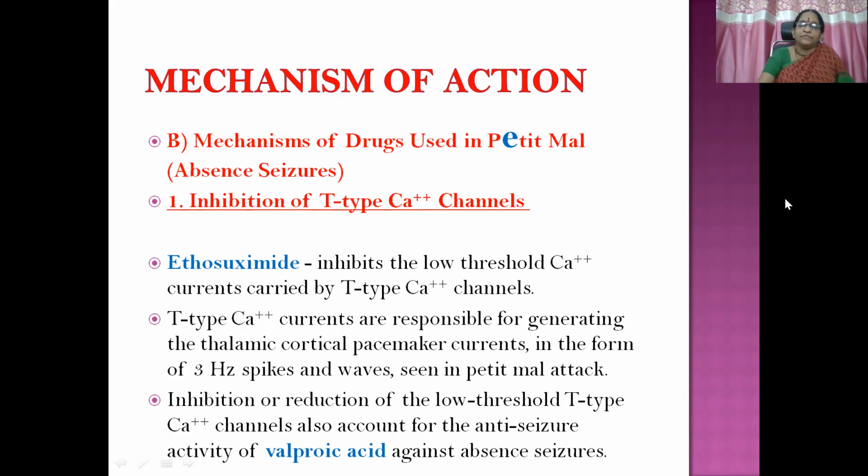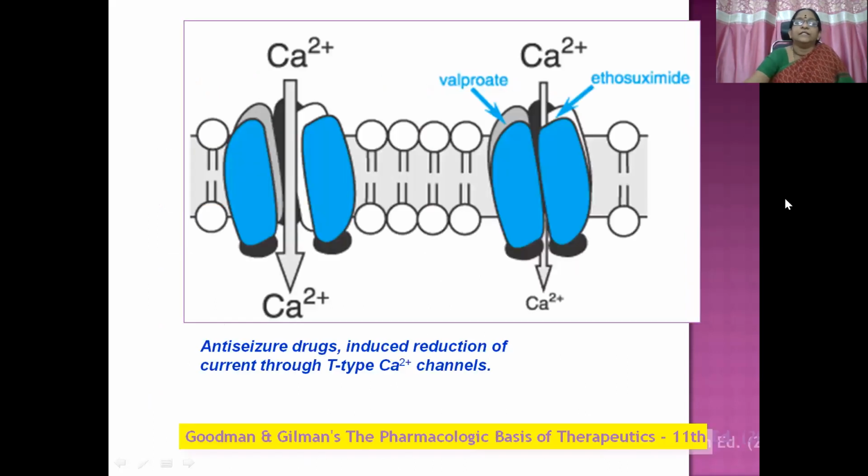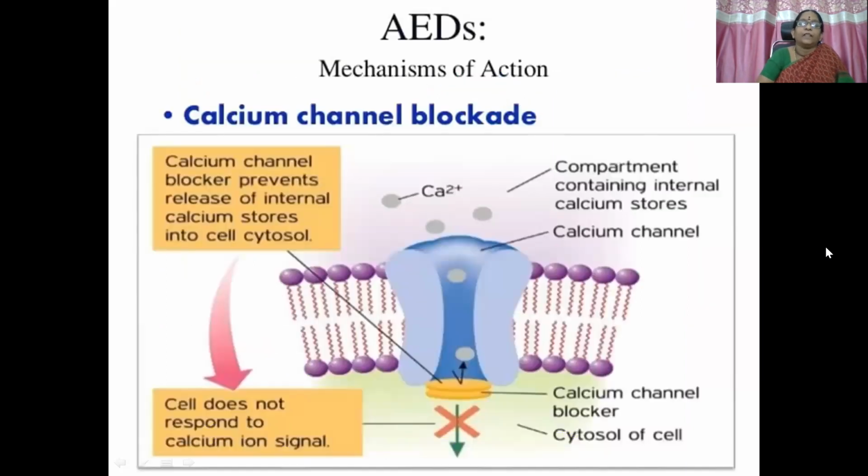So both the molecules are used for the management of absence seizures. So this is T-type calcium channel blockade, that is valproate and ethosuximide. You can see. Calcium channel blocker prevents the release of internal calcium stores. Cells do not respond to it.